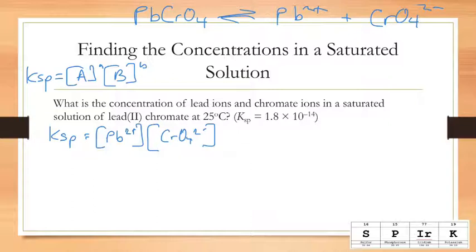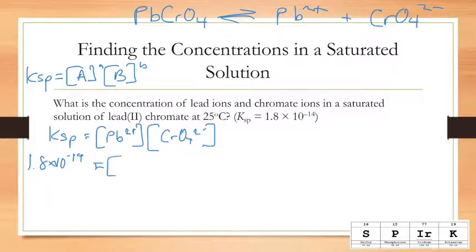We know the KSP value is 1.8 times 10 to the negative 14. And remember that value means how soluble it is in water. This is a very small number, so this compound is not very soluble in water.